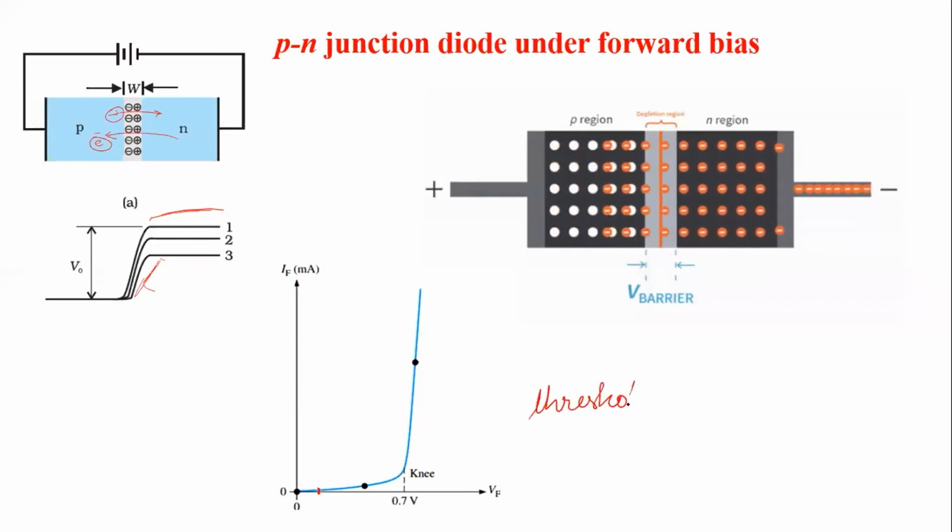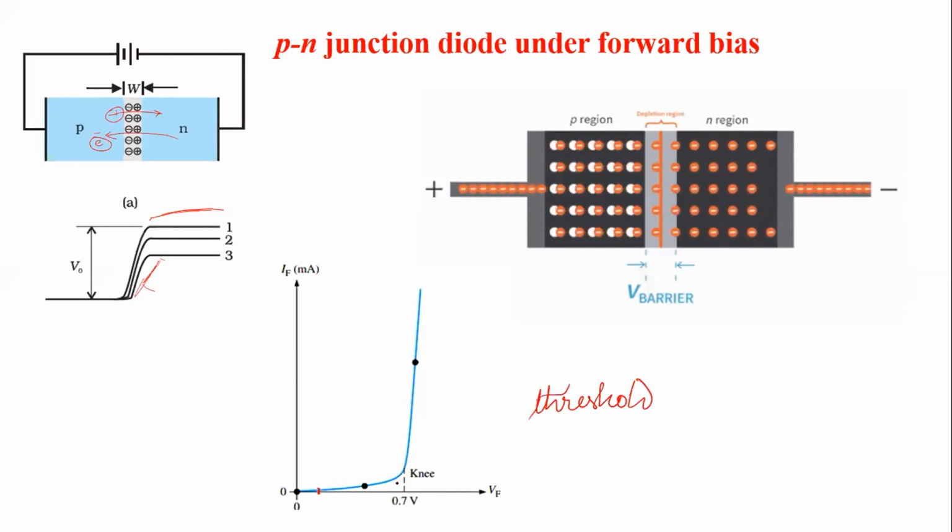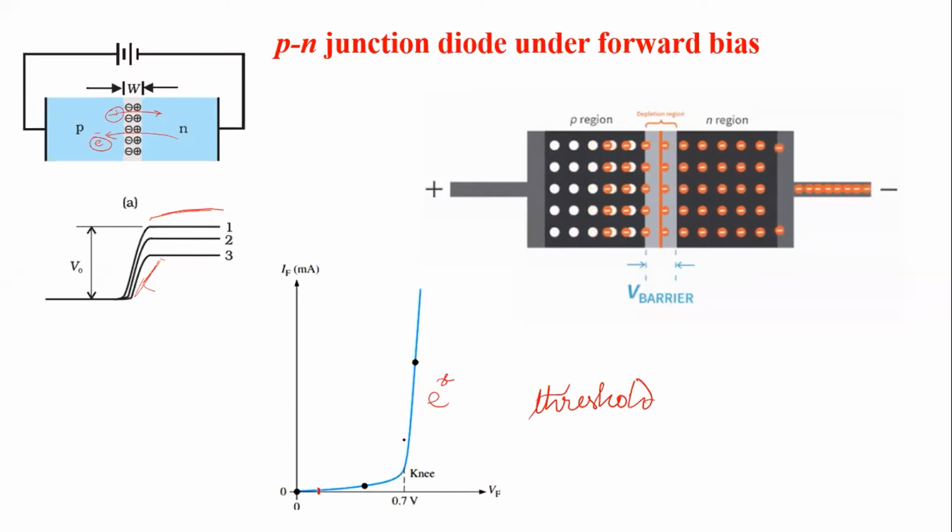So why do we need semiconductors? Up to this point you can see the process is very slow, and above the knee voltage or threshold voltage, you can see that the current increases exponentially. This is the beauty of a diode. Imagine up to some voltage I'm getting a very small current. After that, I'm getting milliamps. This is possible only in semiconductors.